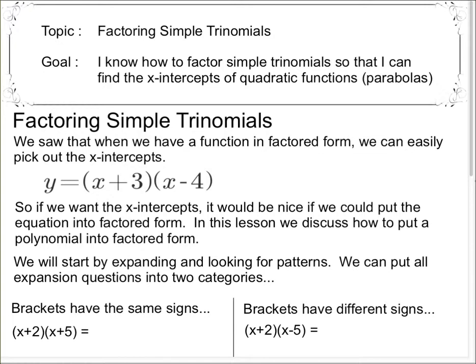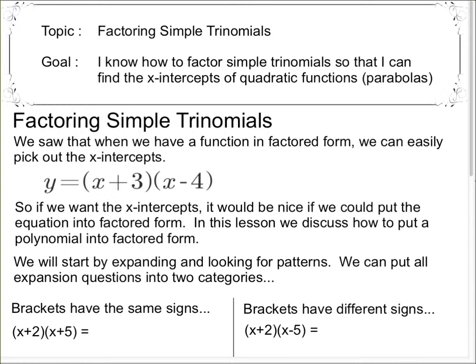Our goal today: I know how to factor simple trinomials so that I can find the x-intercepts of quadratic functions. The other word for quadratic functions that we've been using is parabolas. So we're talking about factoring simple trinomials. This is not a new concept. We factored them last year, although we didn't really talk about them being the x-intercepts of a quadratic function.